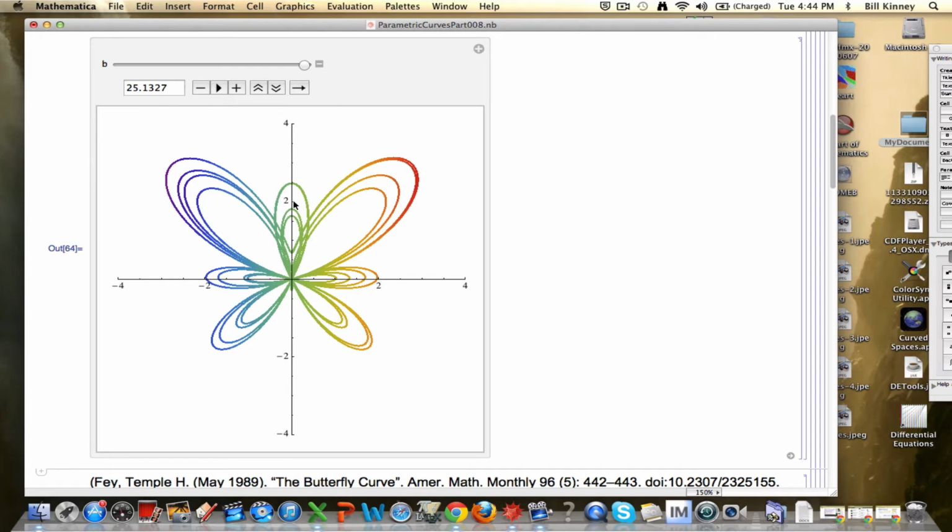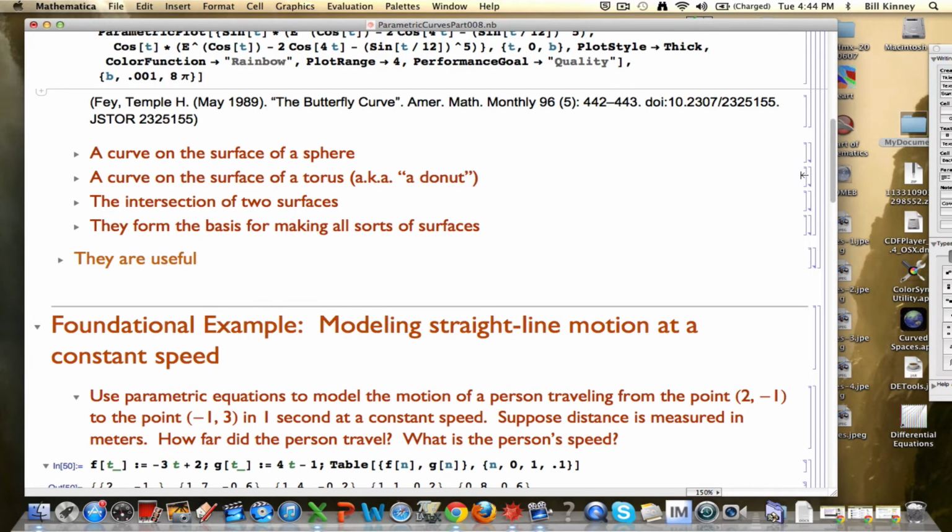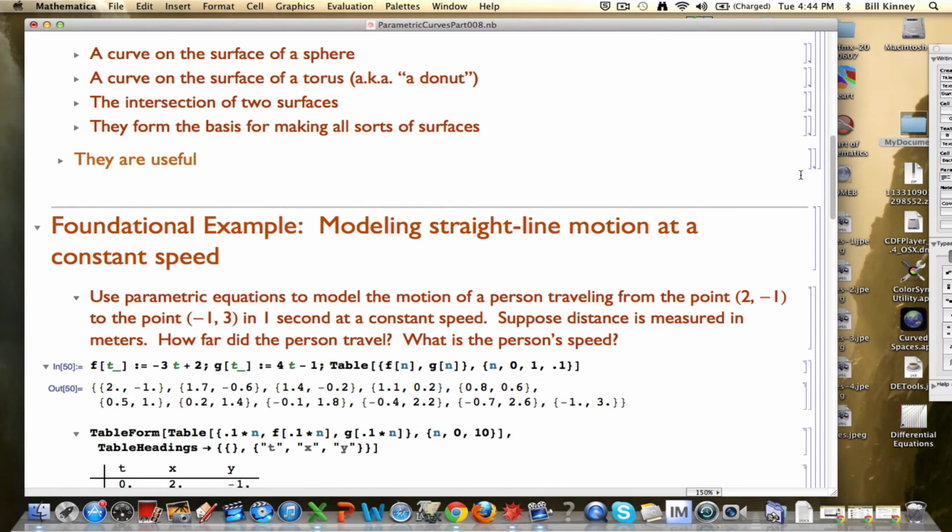We can figure out where is the curve sharper. Near these peaks, it's sharper than near the places where it looks almost straight. It's curving more near the peaks there. Those are the tools that we're trying to develop to help us understand that.